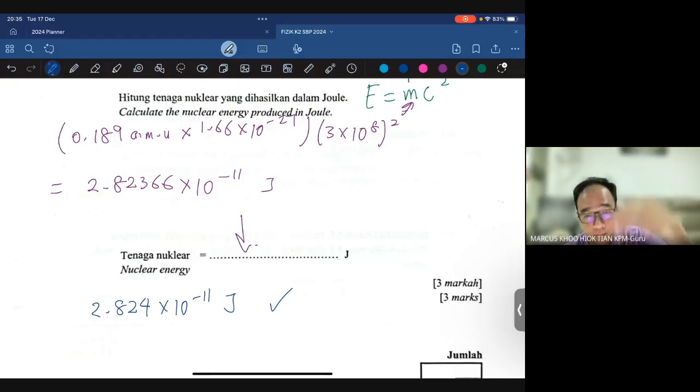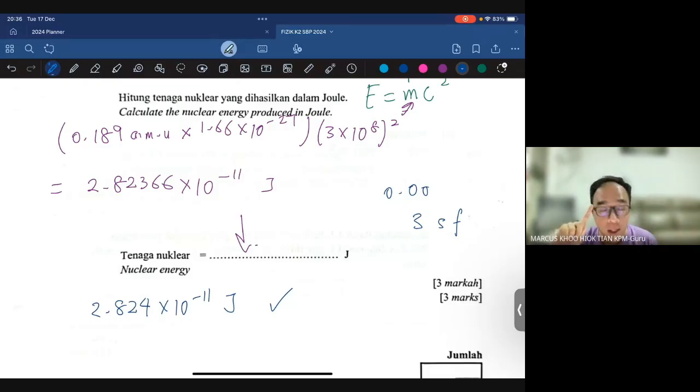Either 3 decimal places, or if the answer is 0.00 something, then we give 3 significant figures, 3 angka bererti. So there must be a few numbers behind, 3 numbers at least. I think to be on the safe side, we should do that.